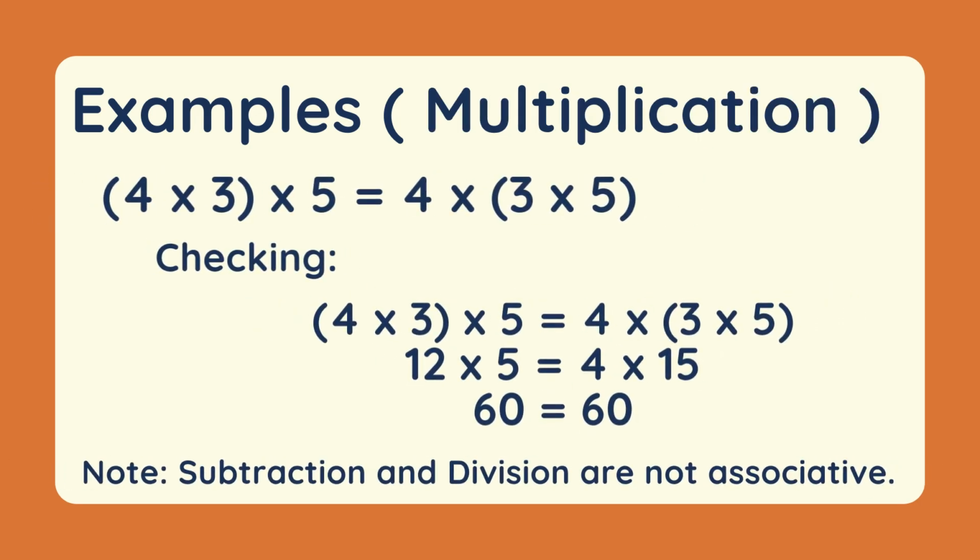Same is true with multiplication. If we multiply 4 times 3 first, before multiplying it by 5, we will get 60 as the answer. And on the other side of the equation, we multiply 3 times 5 first, so that will give us 15. Then multiply it by 4, so the answer again is 60. So nothing has changed with the result. But again, subtraction and division are not associative. So therefore, we cannot apply this property, changing in groupings, in subtraction and division.